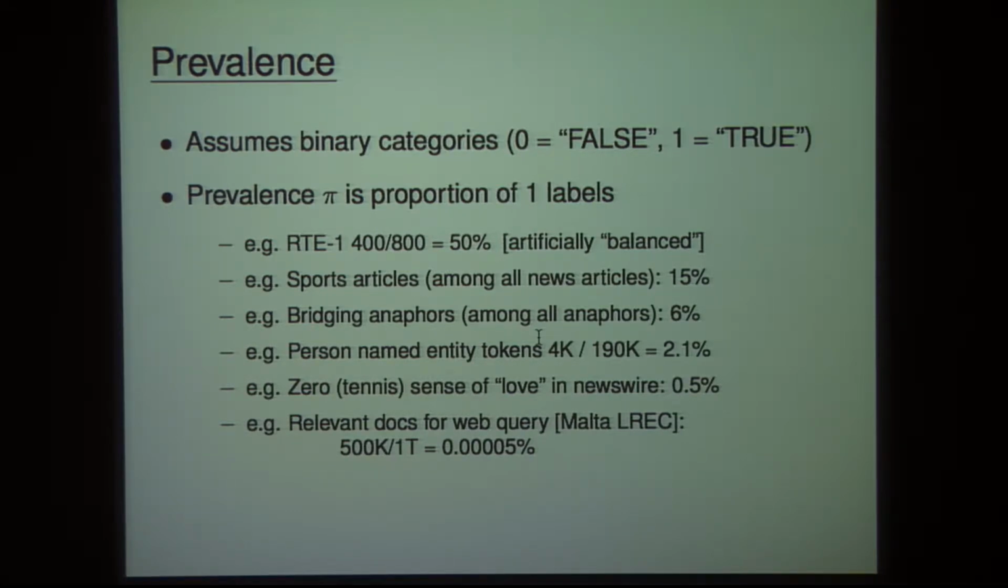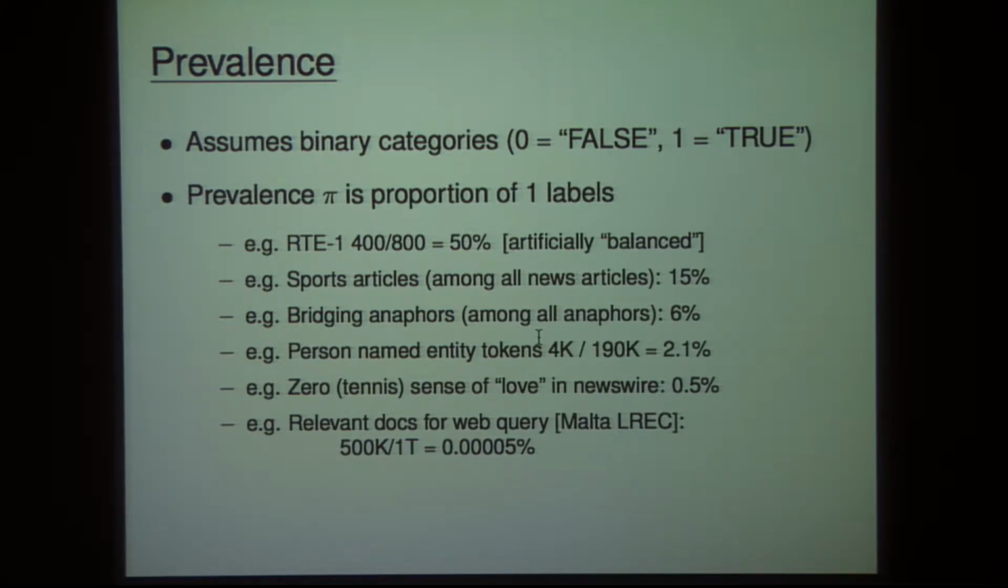So the RTE, the textual entailment, artificially balanced their data set 50-50. Sports articles are about 15% of all the articles if we were trying to just find articles about sports. Bridging anaphors are about 6% of all the anaphors, at least according to the data Massimo Poesio and crew collected using Phrase Detectives. Person named entity tokens make up about 2% of the total tokens in the MUC corpus. The tennis sense of love in newswire is about 1 in 200.